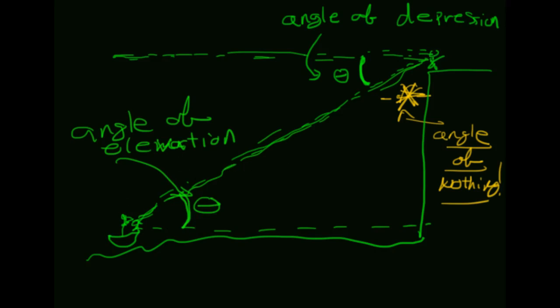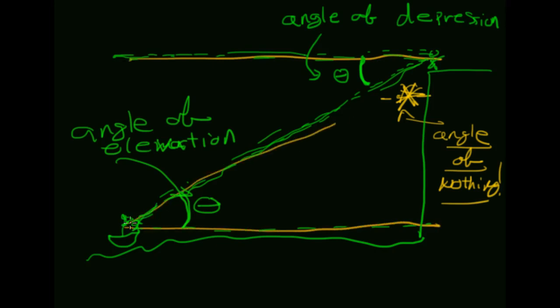And because these are both horizontal, this one and this one, and that there is a transversal, that makes these alternate interior angles. So in the same frame, it is right to call these both theta because they're going to be congruent. Okay, so there's your angle of depression, there's your angle of elevation, and that's it for today.